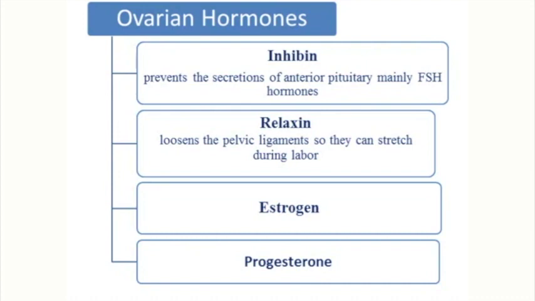Inhibin inhibits the follicle stimulating hormone released by the anterior pituitary, while relaxin is going to loosen the ligaments of the pelvis, allowing it to stretch during labor. And estrogen and progesterone are our 2 main hormones that we're going to discuss later.